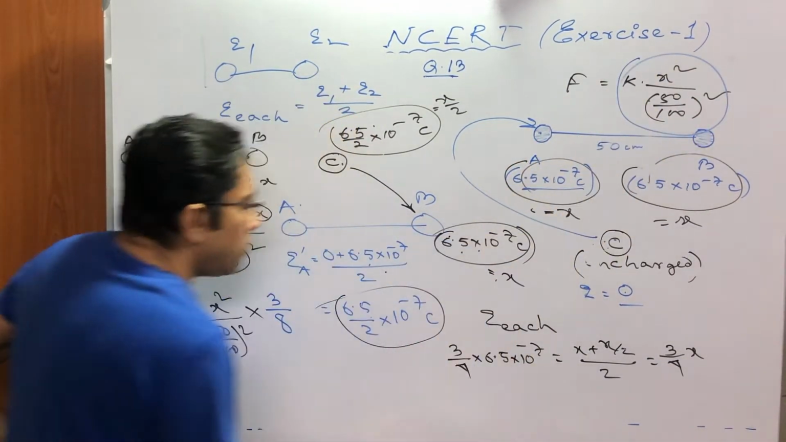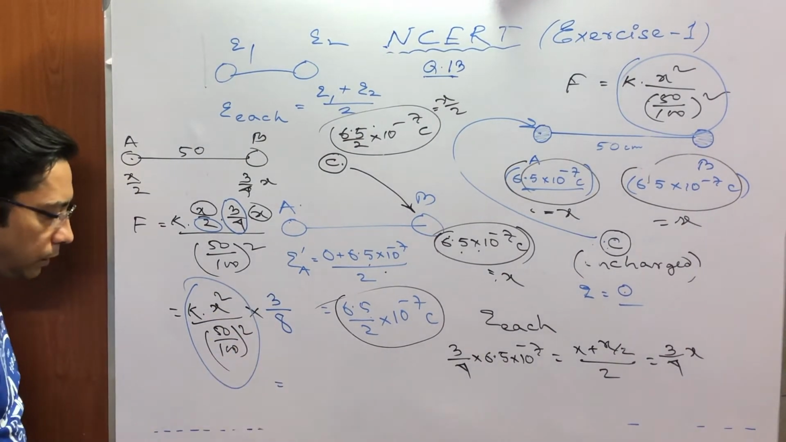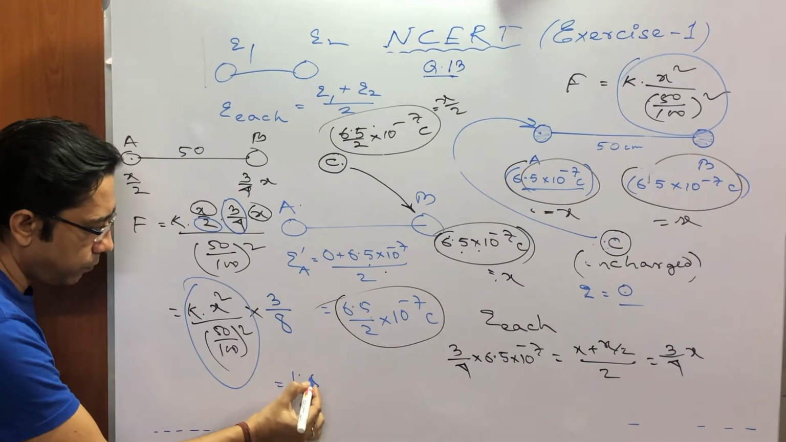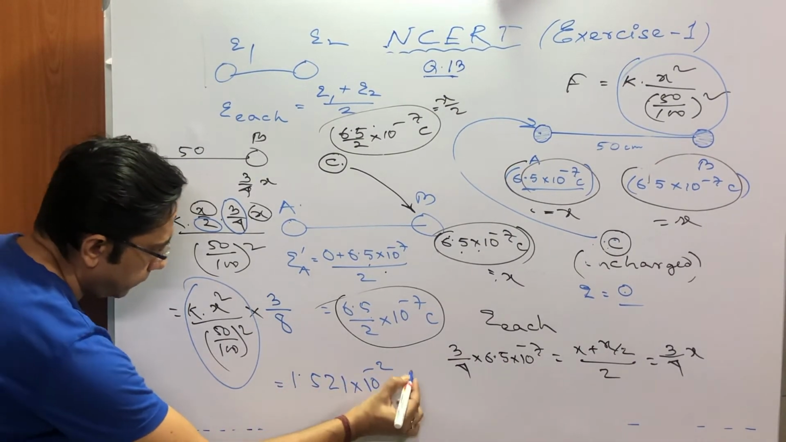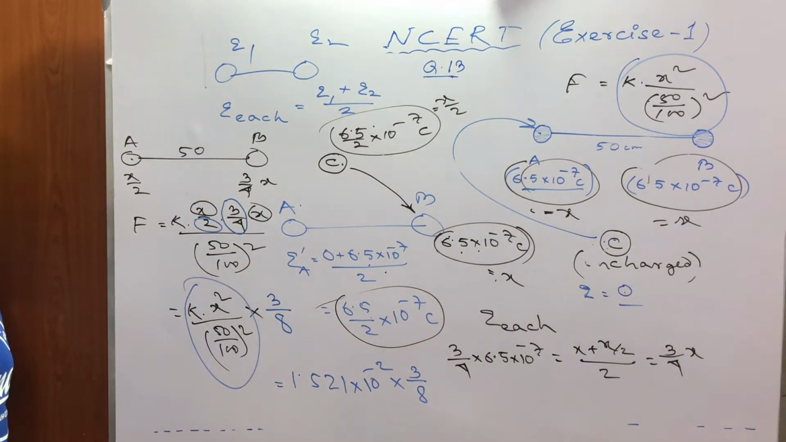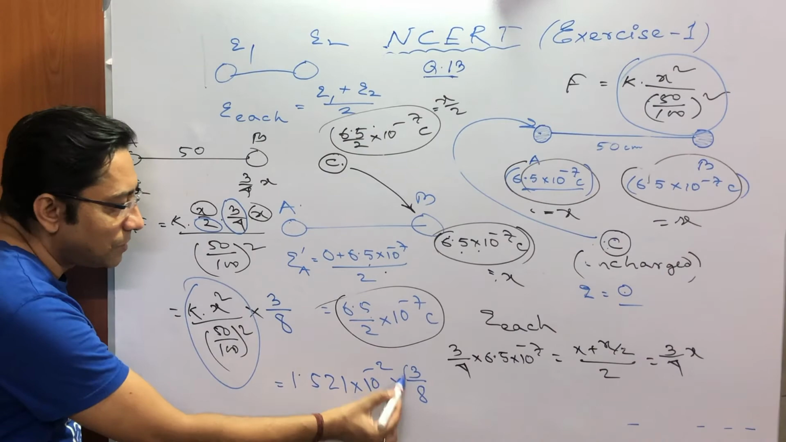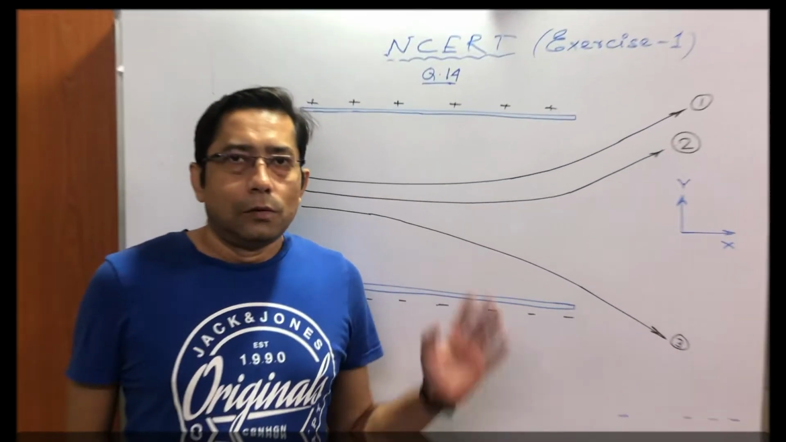This was the initial force, that is this much, into 3 by 8. So the force would be, initially it came out to be 1.5 into 10 to the power minus 2 into 3 by 8. That's it. No calculation required. Only this much. Last line. I think you can do this. Simple. See this.